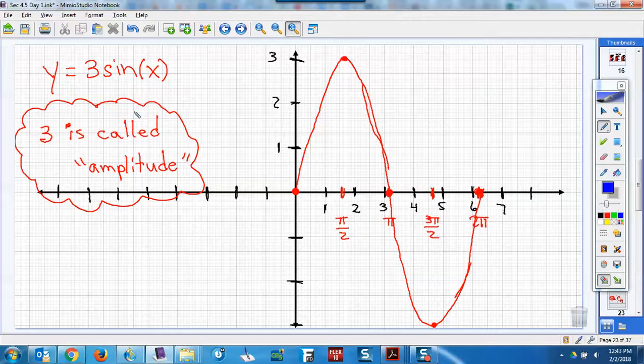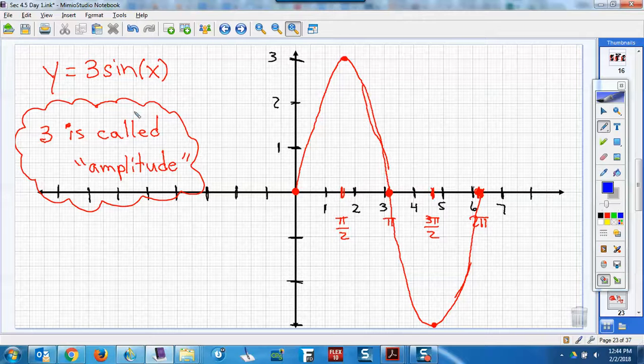Because this is what we get into. And so you get terms like amplitude. Now, amplitude is the measure above and below the middle. It's not between the high and the low. The high and the low is a distance of 6, so the 3 is the amplitude. So it goes 3 above the middle, 3 below the middle.